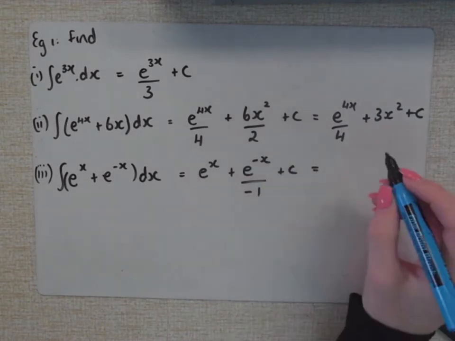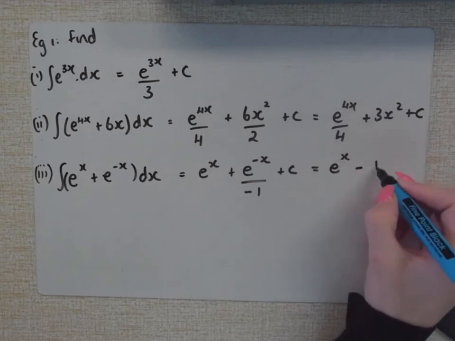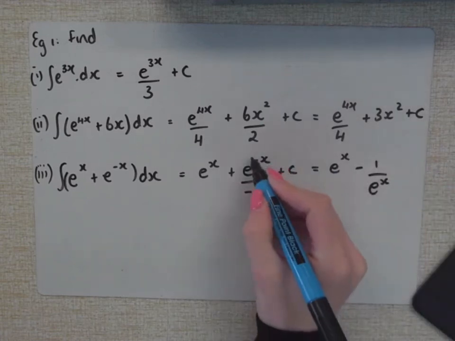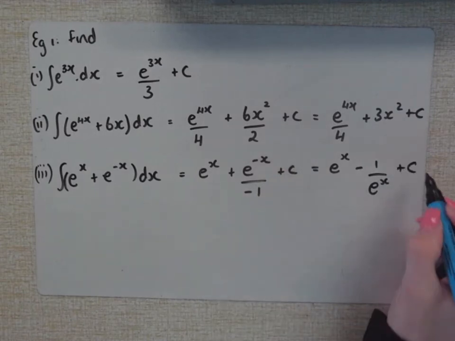So you can leave it like that, or that's going to be e to the power of x minus 1 over e to the power of x. I know when I have a minus power, it can come under the line and become a plus power, plus c.